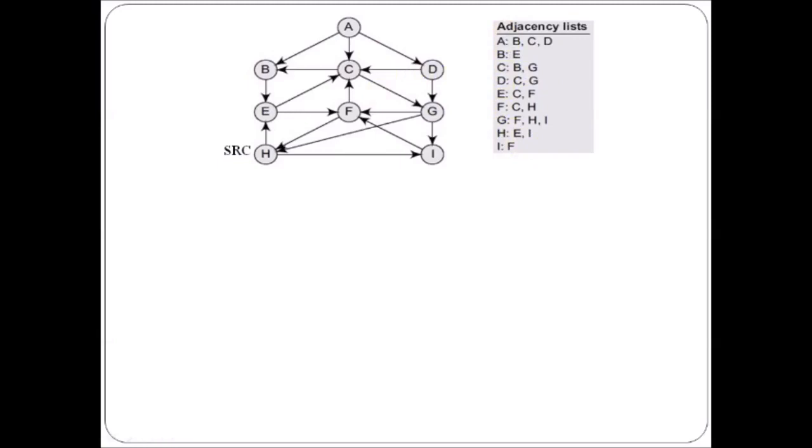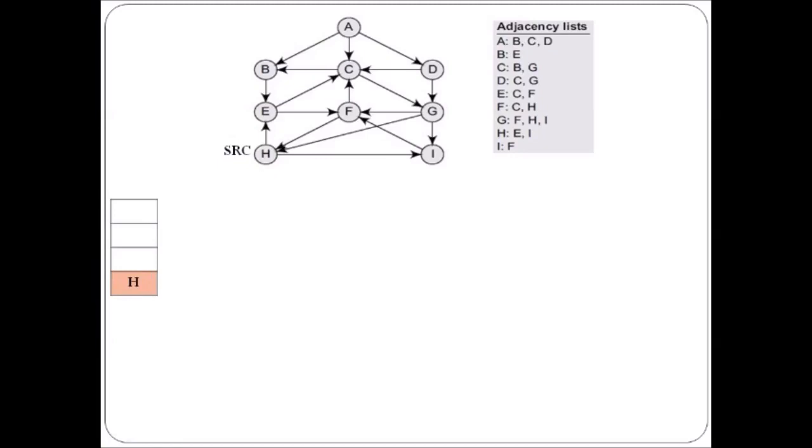Now the second step is to make use of a stack. So consider this as a stack. Whatever the source element given, first push that element into the stack. I have pushed H as H is the source node. Now according to the DFS algorithm, we have to pop the element at the top of the stack, and replace it with the elements present in the adjacency list.